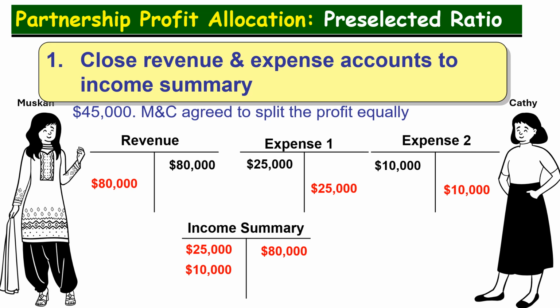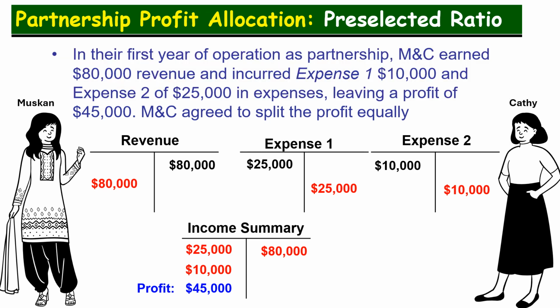Now let's balance the income summary. So when we balance the income summary, we get $45,000. That's the profit that is made by the partnership. And that is the profit that needs to be allocated between Muskan and Kathy equally in the ratio of 50-50. So let me show you how we do that.